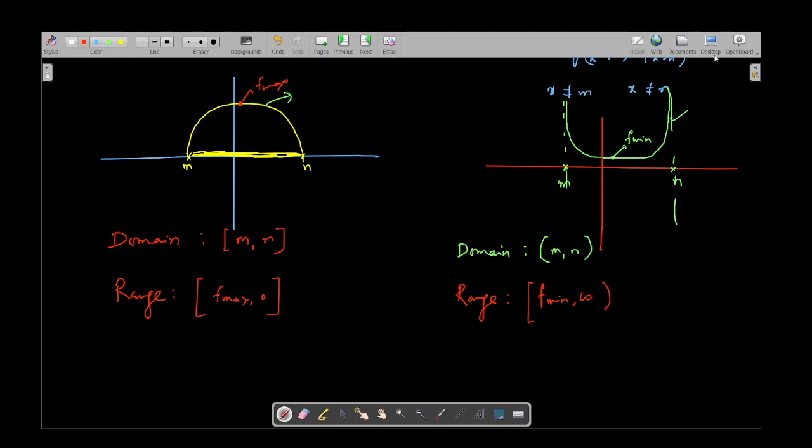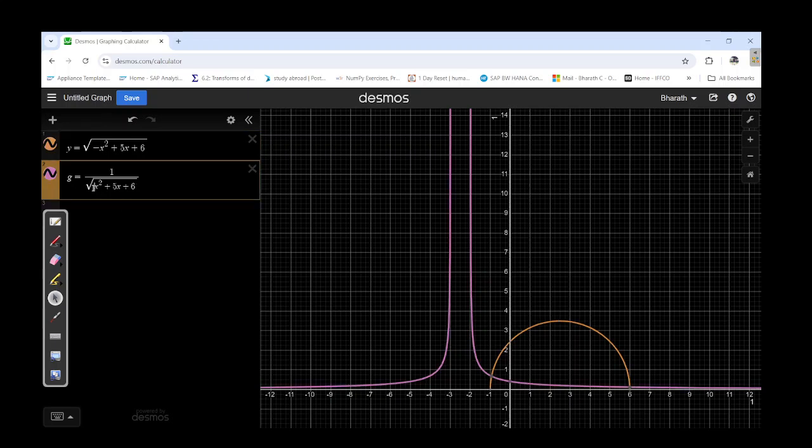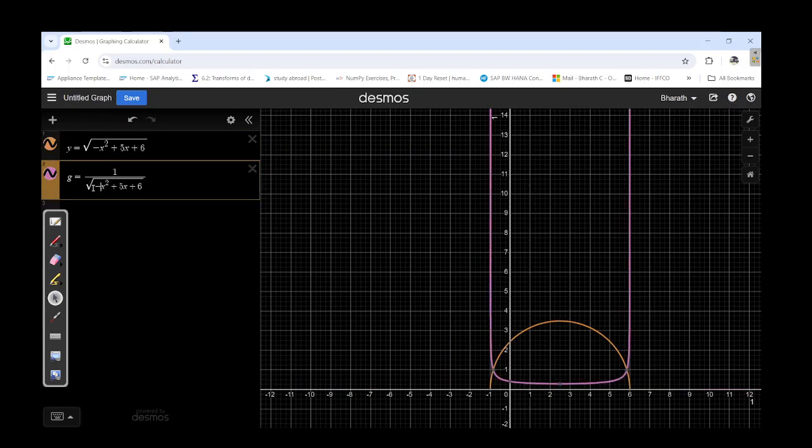So let us see in the graph. If I have minus x square plus 5x plus 6, this is the graph, and if I take one under the root, you can see the second graph is the inverted image of this. In the next videos we will solve some problems on this. Thank you.